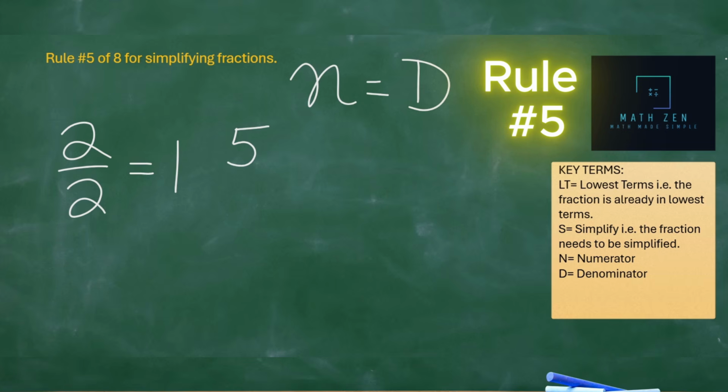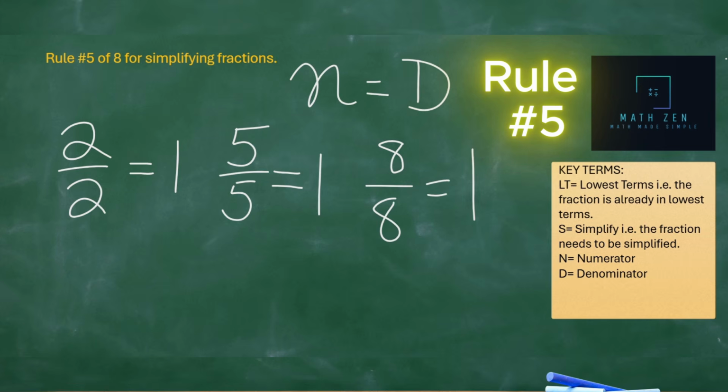You could have something like 5/5, and that would simplify to 1 whole. Or you could have something like 8/8, and that is also going to simplify to 1 whole. I'm pretty sure you get the picture here. Anytime n is equal to d, you must simplify, and it's always going to simplify to 1.